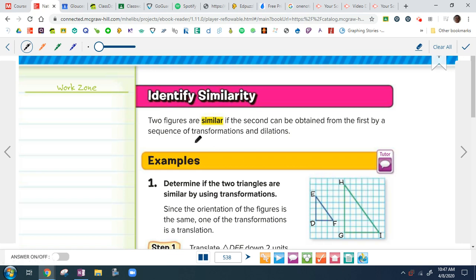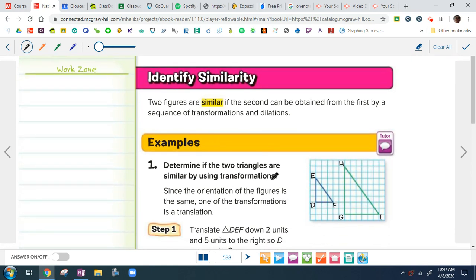Hope you checked out the dilation review video, and now we're on to the main event, identify similarity. What we're going to do is use transformations to prove that shapes are similar. We know that similarity only happens if during a sequence of transformations we have at least one dilation.